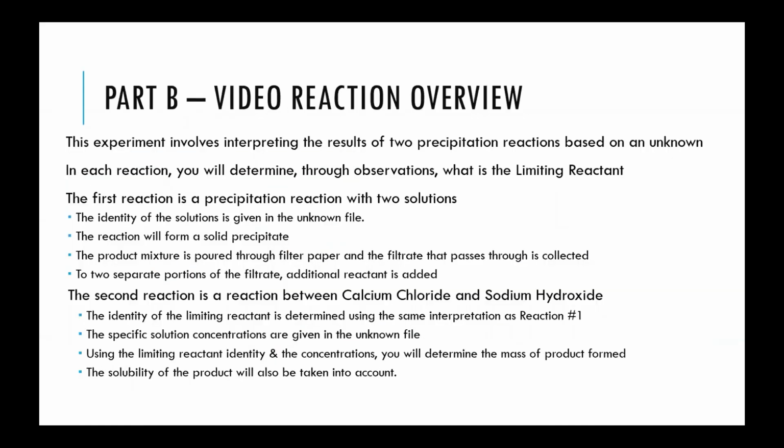The second part of the experiment is a video. So you'll be looking at an unknown file, which is posted on Blackboard. You can choose any of the unknown files. And in that unknown file is going to be a link to a video. And that video contains 2 reactions. The first reaction is just mixing 2 things together, and the identity of those solutions are given in the unknown file. When those 2 solutions are mixed together, a solid precipitate will form.